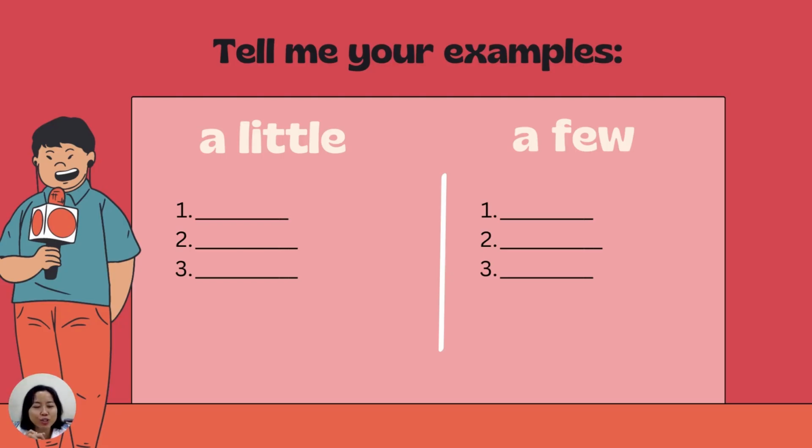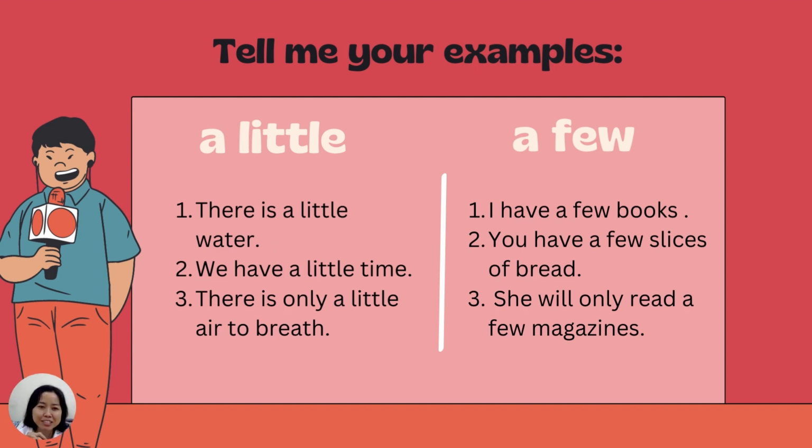Now again, it's your turn. Tell me your own examples with your own creativity. Please create some sentences. Only three for each quantifier. Give me your example. Look at around you. Look at your belongings. What do you have, a little or a few? Okay, very good. Perfect. Yes, let's read it together.